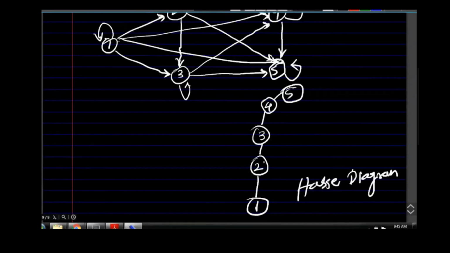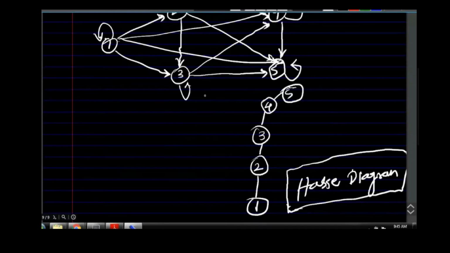So there are 5 different levels. So no need to draw the 1 to 5 edge, 1 to 2 edge, 1 to 3 edge, 1 to 4 edge. Similarly, 2 to 3, 2 to 4, 2 to 5, 3 to 4, 3 to 5, 4 to 5 edges, and the self edges. So you can draw this Hasse diagram with simplicity. You can also draw the Hasse diagram directly, without drawing the full diagram and then removing the reflexive edges, removing the transitive edges, and so on.